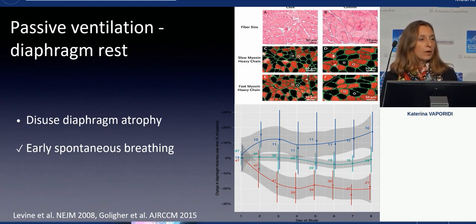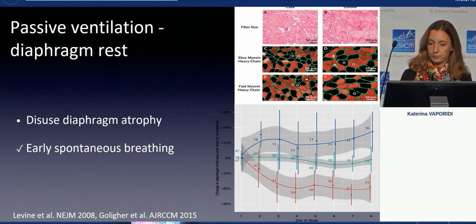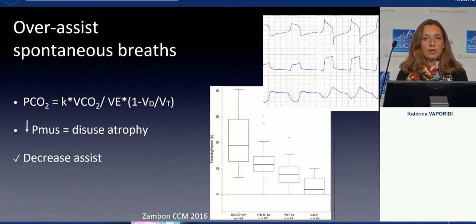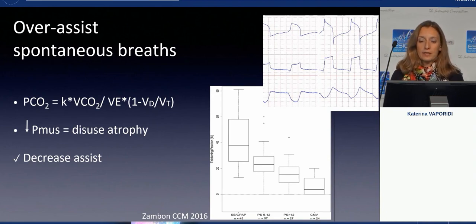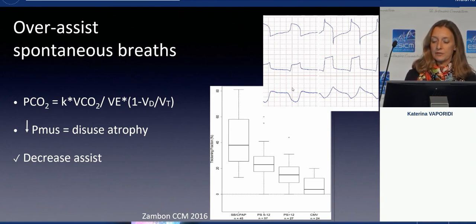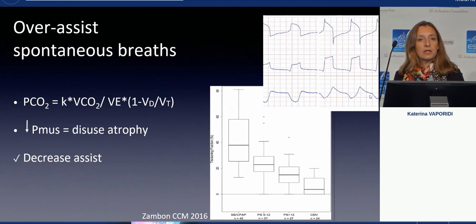So what can we do about it? Promote early spontaneous breathing. Is breathing spontaneously enough? Unfortunately not. This is one of our patients ventilated in pressure support mode, and here is esophageal pressure. And you can see here that increasing pressure support makes the patient just trigger the ventilator, and then esophageal pressure rises, so the patient is ventilated practically passively throughout inspiration.